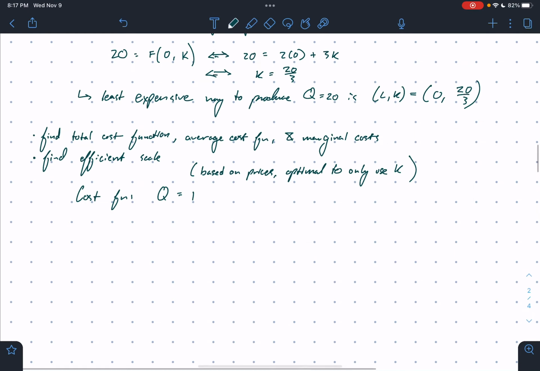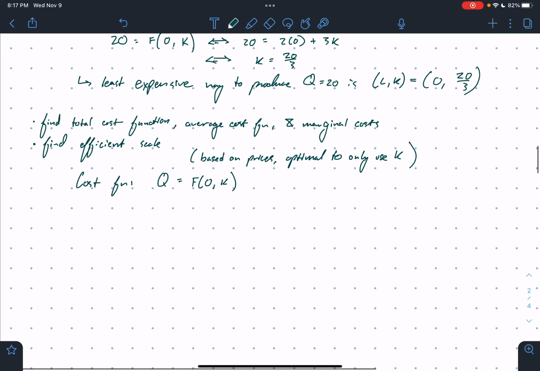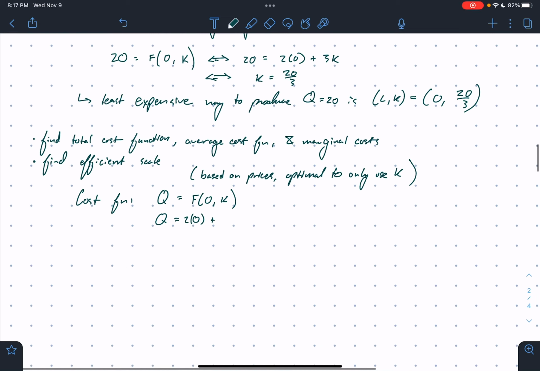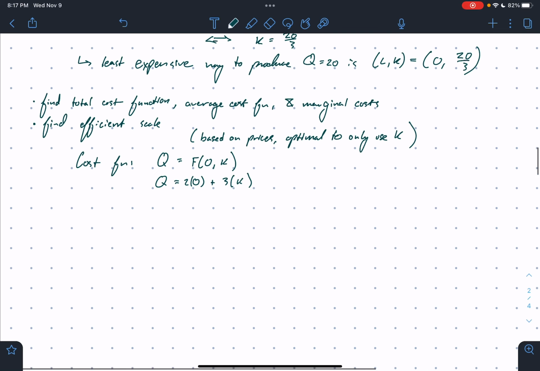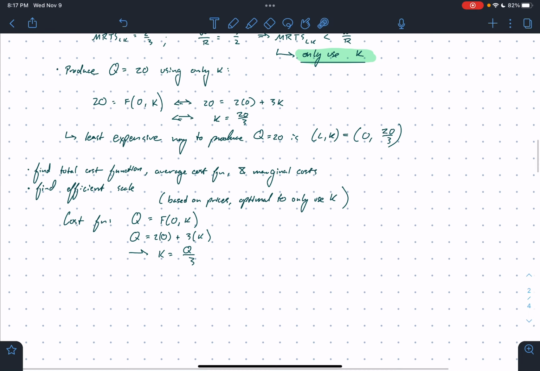So we have Q is equal to F of 0, K. So we're solving for the K which makes this true. So we have Q is equal to 2 times 0 plus 3 times K. In other words, just like we had before, K is equal to Q over 3. Basically, same answer as here. I just plug Q is equal to 20 up here.